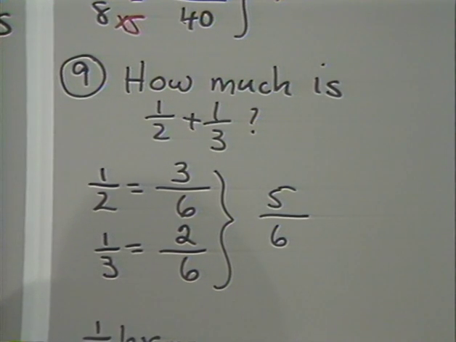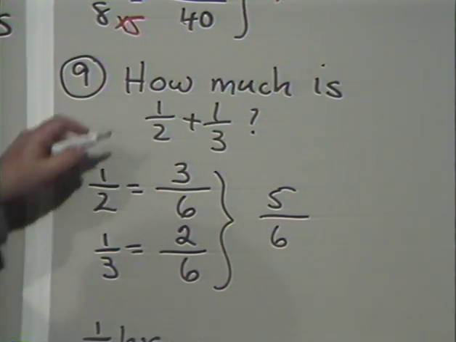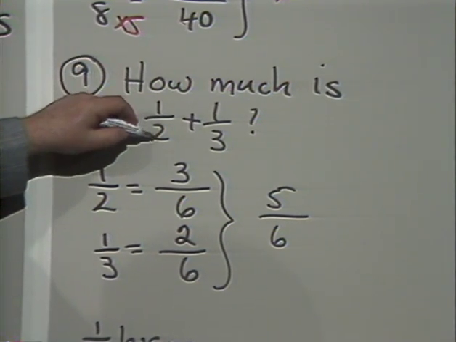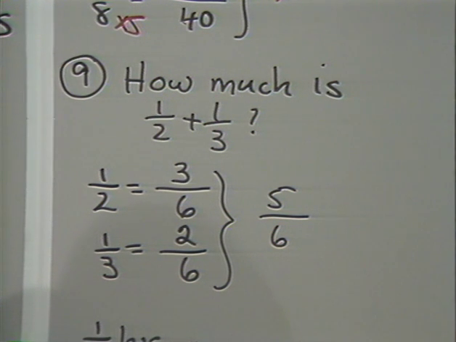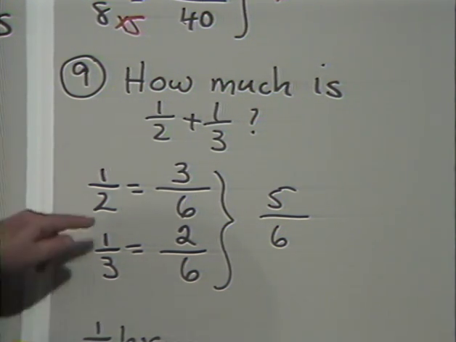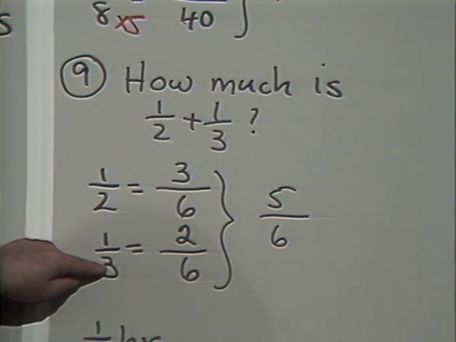How much is 1/2 plus 1/3? Again, you see, the 1 here is an adjective modifying halves. The 1 here is an adjective modifying thirds. Since the ones are modifying different nouns, we can't add them. We have to find a common denomination. What number is divisible by both 2 and 3?